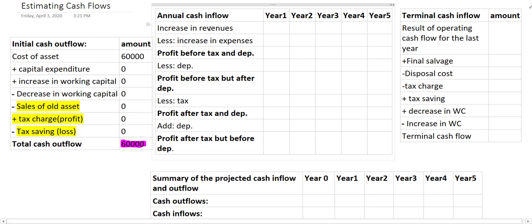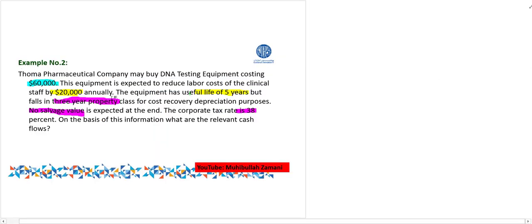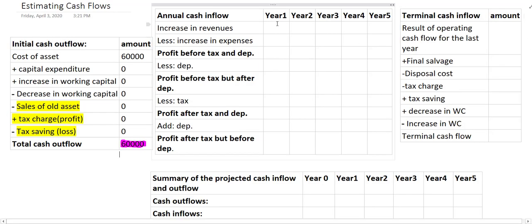Now, the second, we have to go for the calculation of annual cash inflow. If you see the example, it is mentioned that the equipment has a useful life of 5 years. So if it has a useful life of 5 years, please draw 5 columns: Year 1, year 2, year 3, year 4, and year 5. Depends on the life of the project, so we have to draw columns, right?